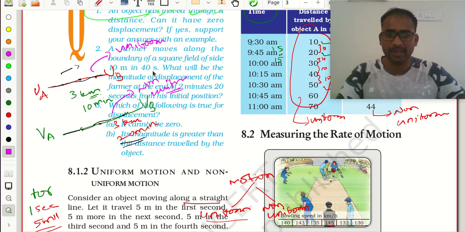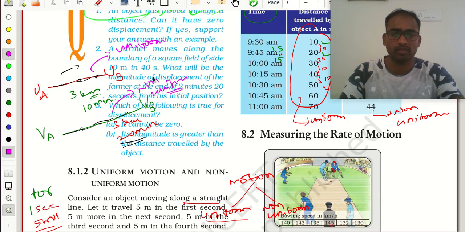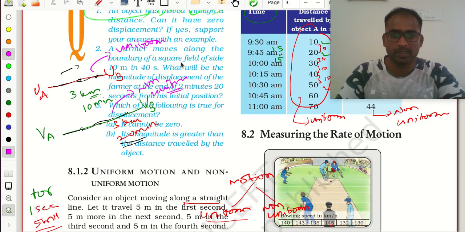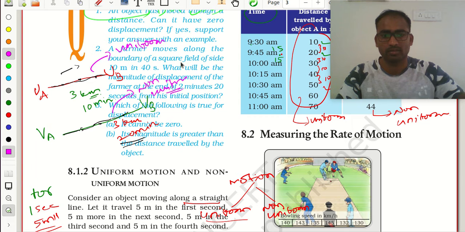Non-uniform. But in trains we can say, till some distance, first it starts with non-uniform, then after that it will be uniform in between, in the middle, for some distance. Okay, it is changing. But suppose you want to go by scooty from your home to some vegetable market to purchase vegetables, and you come back to your home. Is that uniform motion or non-uniform motion?